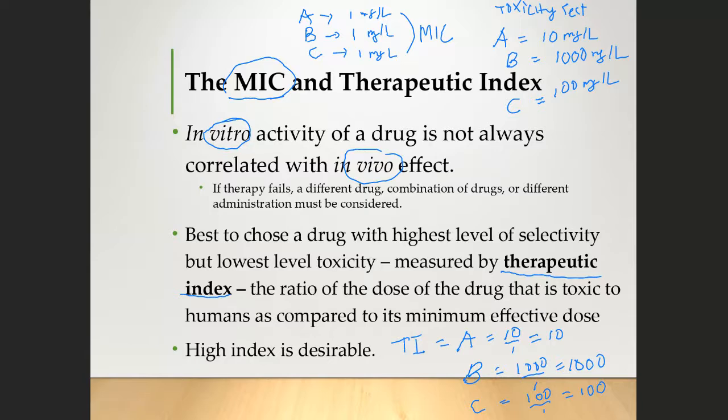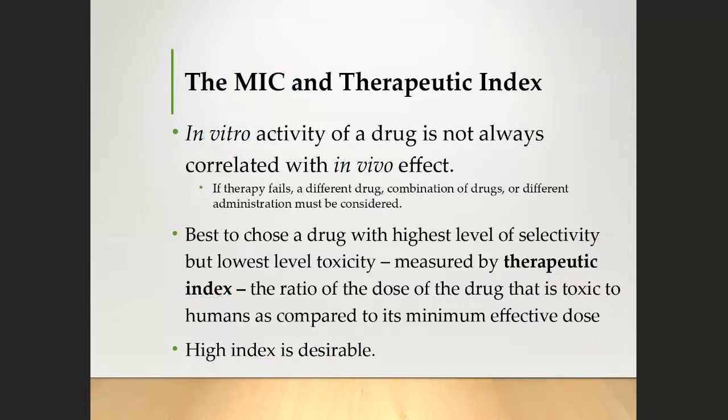Now, from this information, remember the high index is desirable because a high index means it's safer. So based on this information, the best drug to be used will be drug B, because the TI is 1000. The higher the index, the better the drug is, more efficient and also safer to the human body.